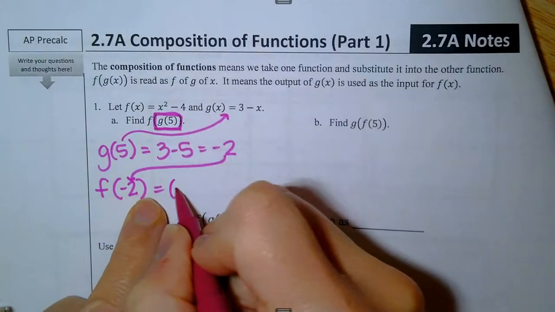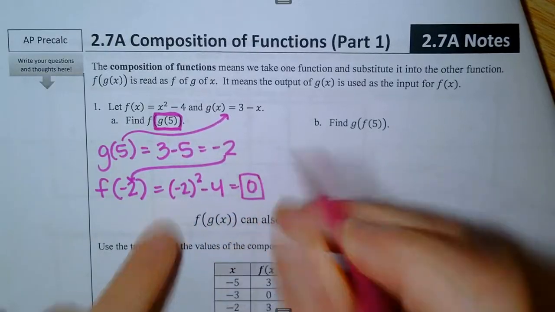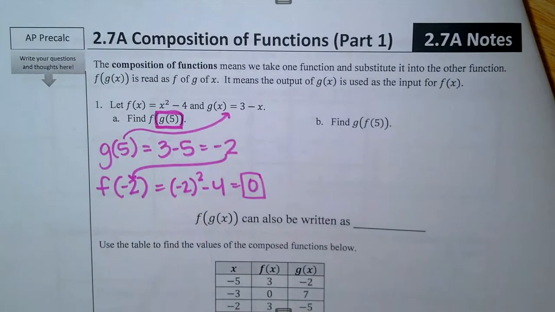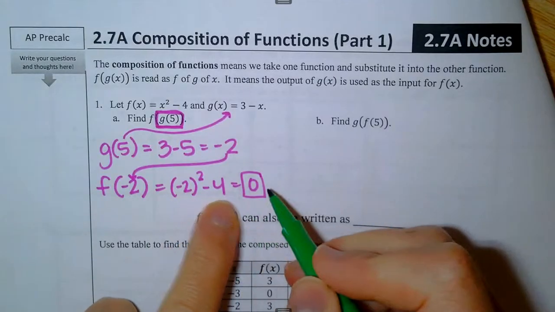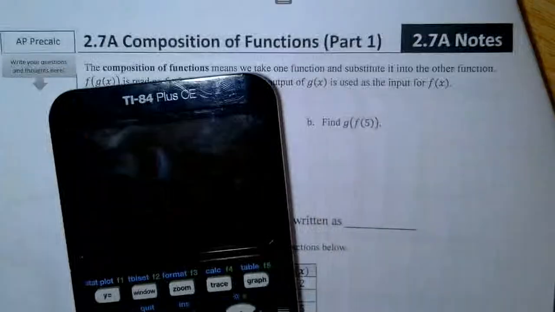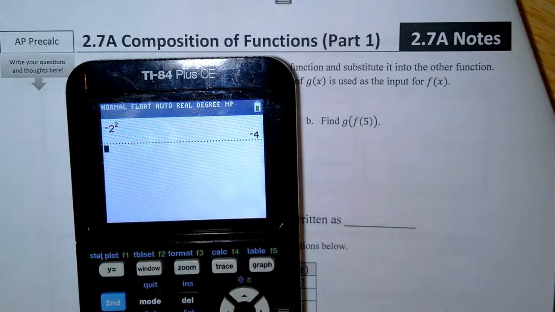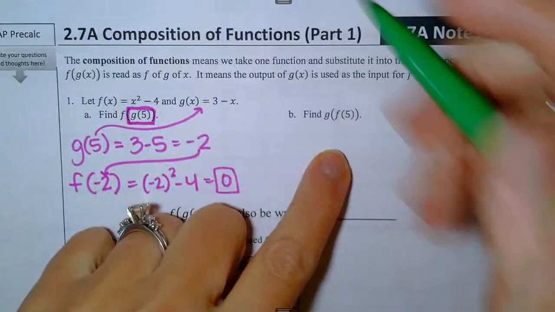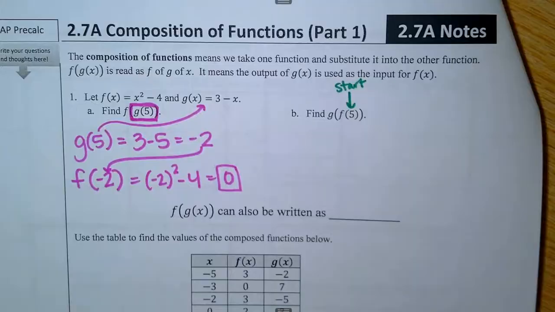Negative 2 squared is 4, minus 4 is 0. Sometimes I feel like they give you these because they want you to mess up. Because if you put negative 2 squared in your calculator, it would come out as negative 4, minus 4 would be negative 8. So just be careful. If I just did negative 2 squared like that, it's just going to give me negative 4. So you have to be very careful. Remember, you're always starting on the inside.